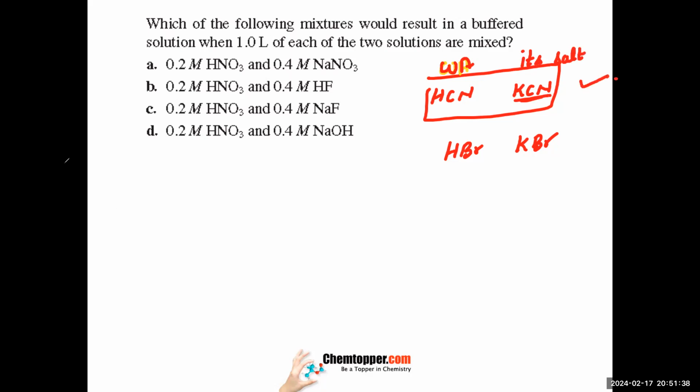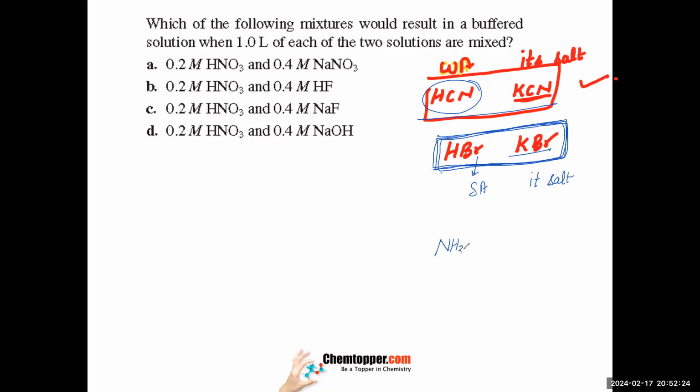So is it a buffer? Yes, it's a buffer. Why? Because there is a weak acid with the salt. HBr and KBr, is it a buffer? No. Why not? Give me the reason. Because HBr is a strong acid and KBr is a salt. There is no weak acid or weak base, so it cannot be a buffer.